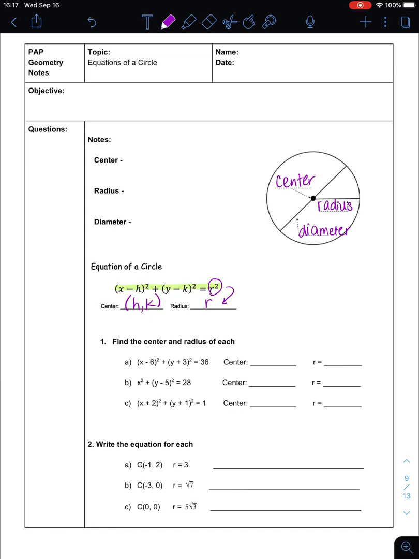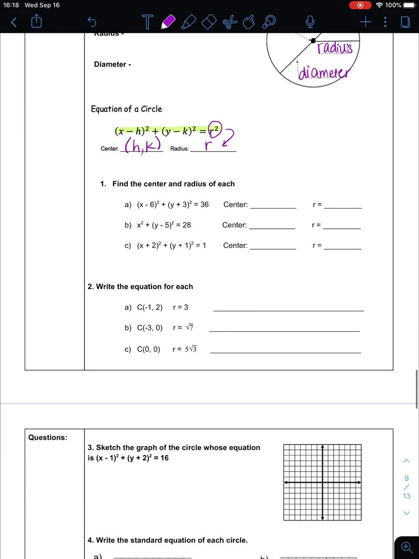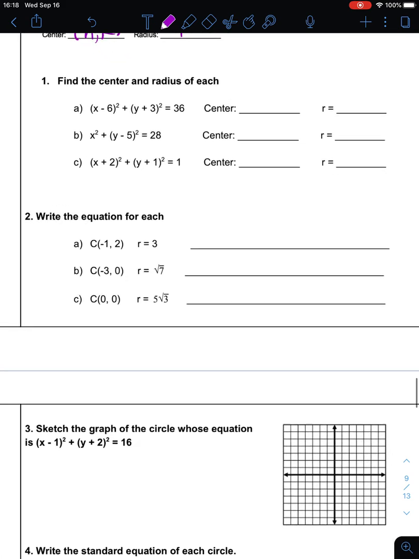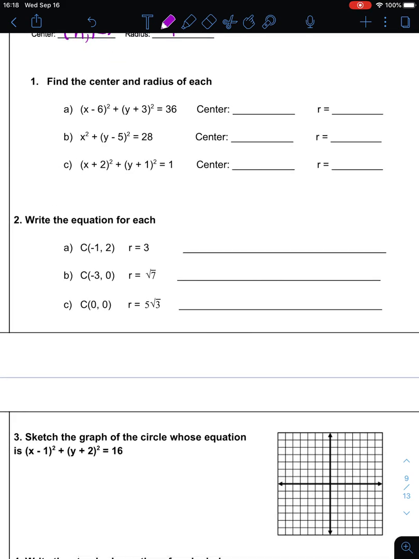One thing that you need to recognize too is that h always goes with x. Y always goes with k, even when the equation is written out of order. So you just want to make sure to remember that. So to get the center and the radius when you have the equation of a circle, remember that the equation is this.